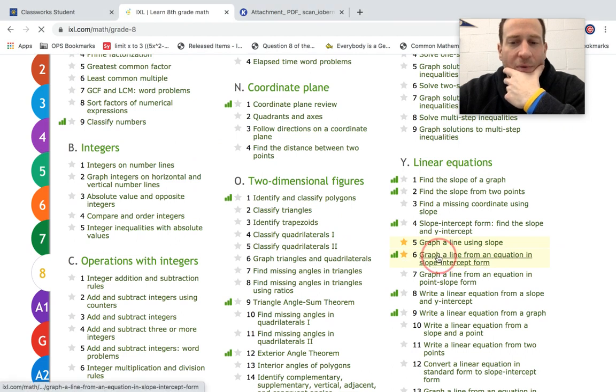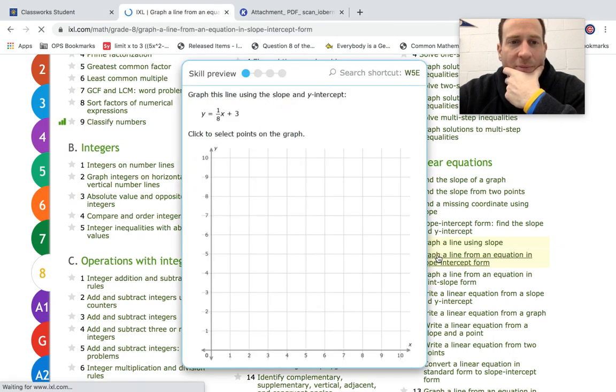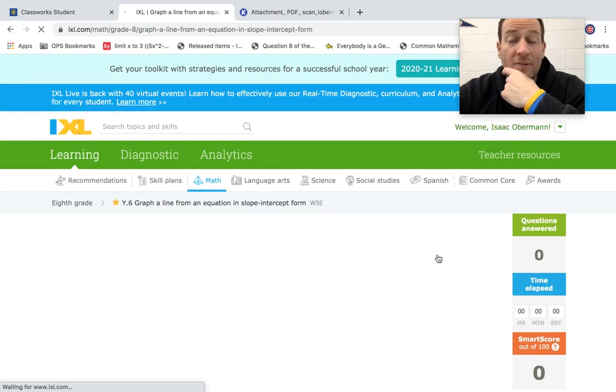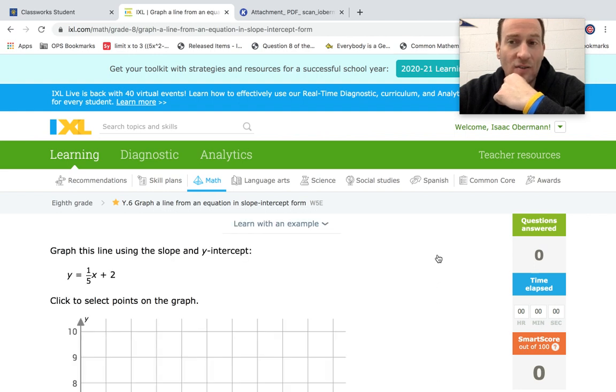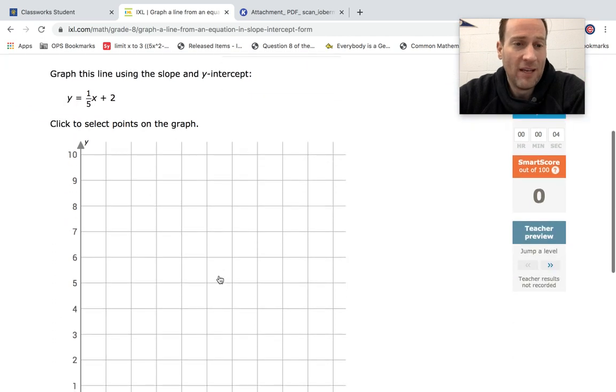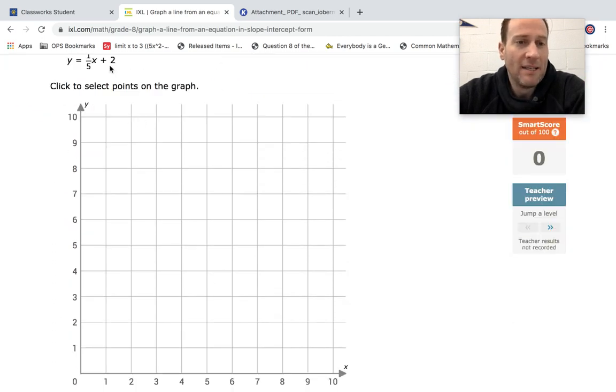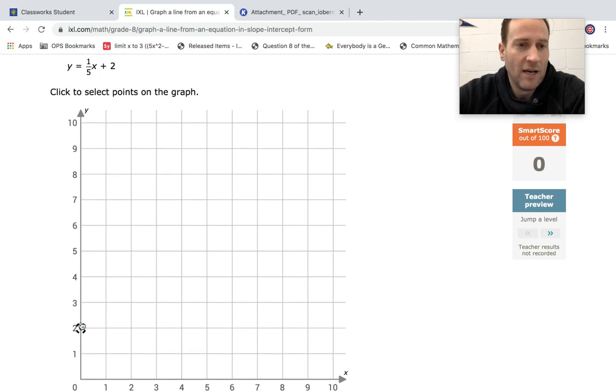So when you do y6, this is graphing from an equation of a line, which is important to know how to do too, because we've been reading these things. Remember, you've been able to find where the b is the starting point and which one is your slope. Remember, y equals mx plus b, where b is the number at the end, and that's your beginning point. So that's 2. So we're going to always start at 2 on our y line. And then the 1 over 5 is your slope.